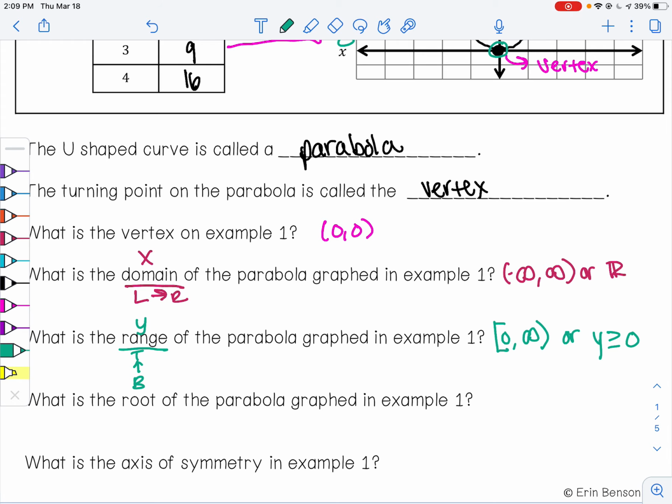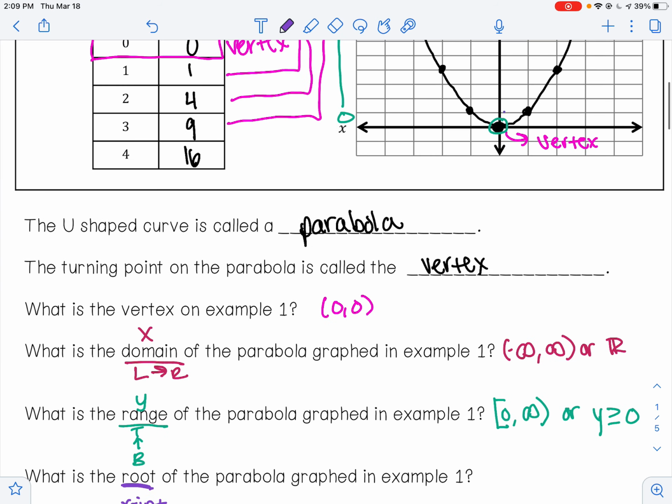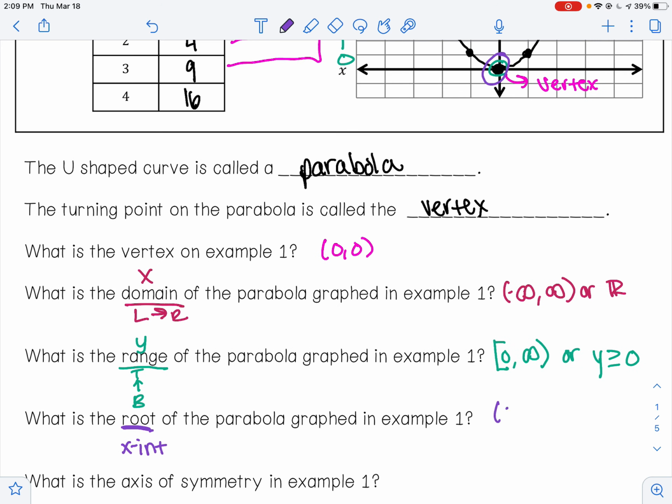Our next question is, what is the root of the parabola graphed in example 1? Remember, root is just another name for an x-intercept. So our x-intercept is our vertex right there at 0, 0.